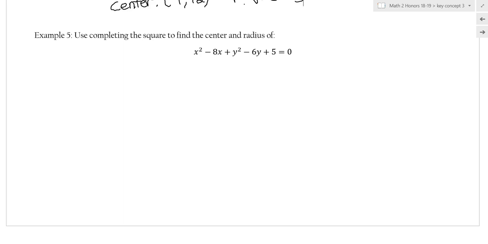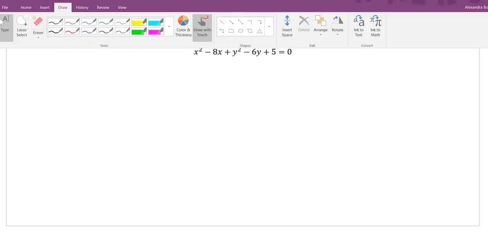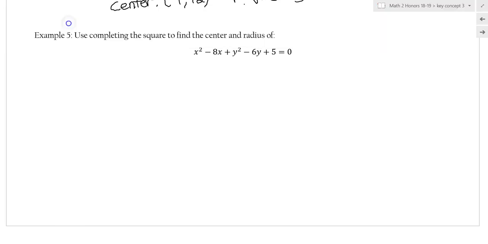All right, our first problem is just like the ones we did in class today. Just kind of a review, making sure we understand, and now that we've seen it, maybe we can even understand it better. So again, we move that constant over. I have x squared minus 8x plus y squared minus 6y equals -5.